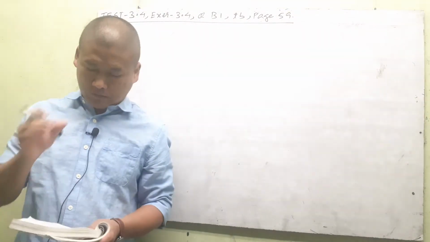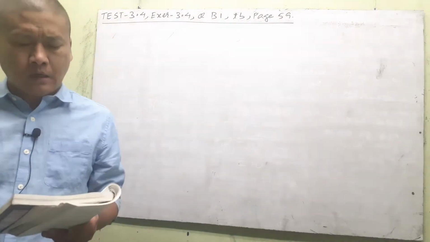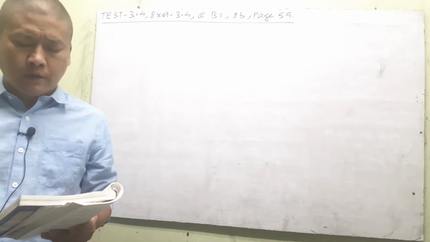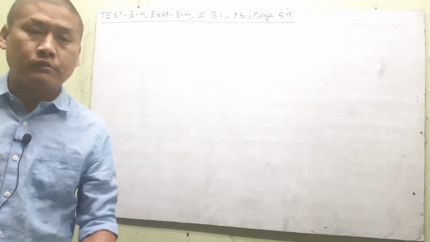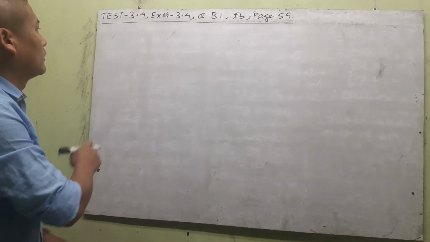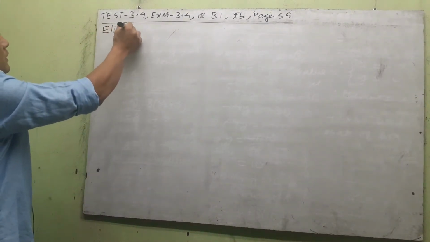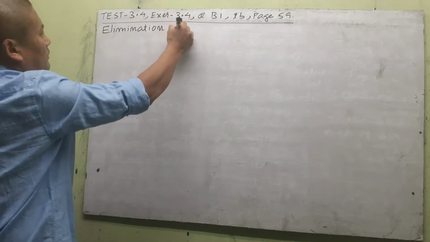The question is saying here, solve the following pair of linear equations by the elimination method and also the substitution method. So let us start with the elimination method. We have done the substitution method in the last exercise. So let us start with your elimination method.